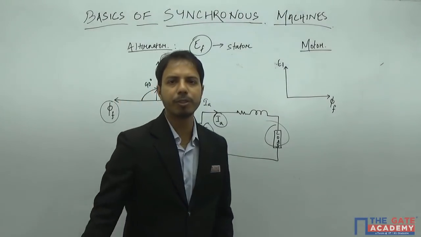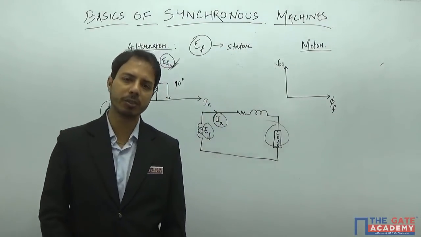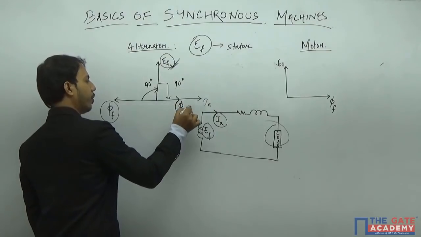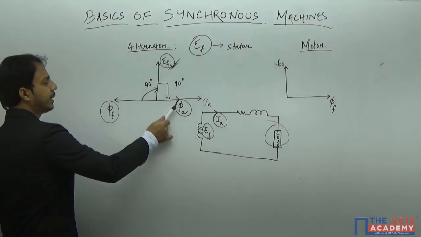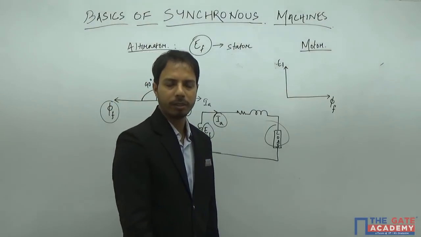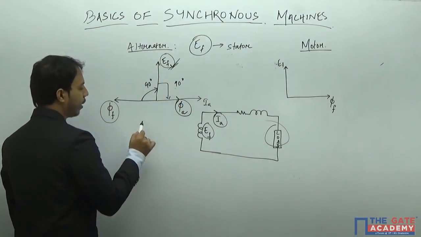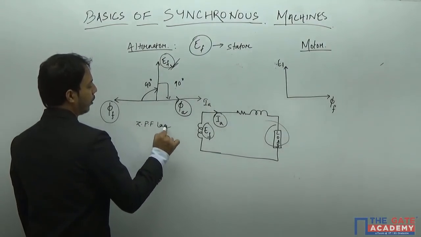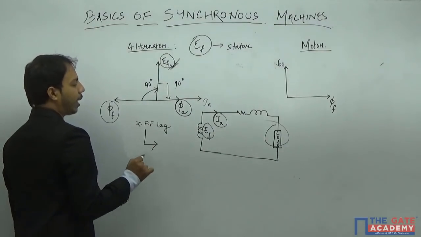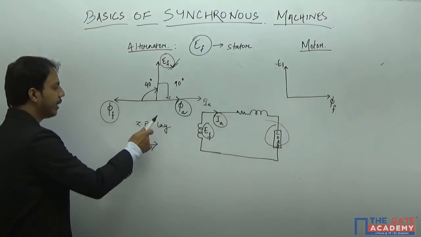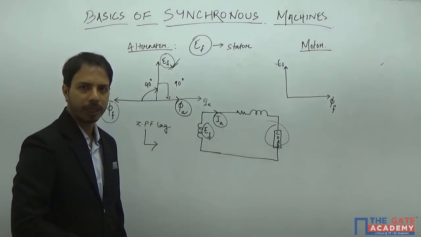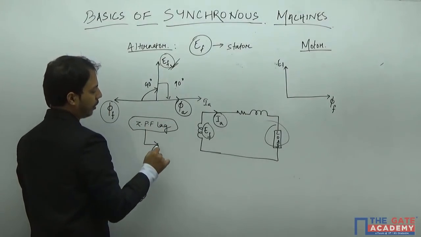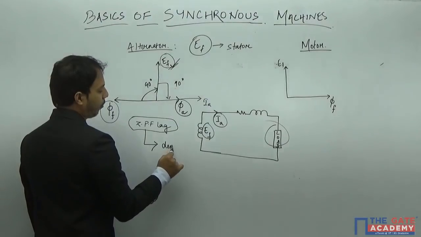And I know that the field which is produced by the current will be in phase with the current. So I can say this is my field phi A. Now you see this phi A is directly opposite to the field phi F. So I can say that for 0 power factor lagging, the armature reaction is demagnetizing my field, because it is opposite to the field.